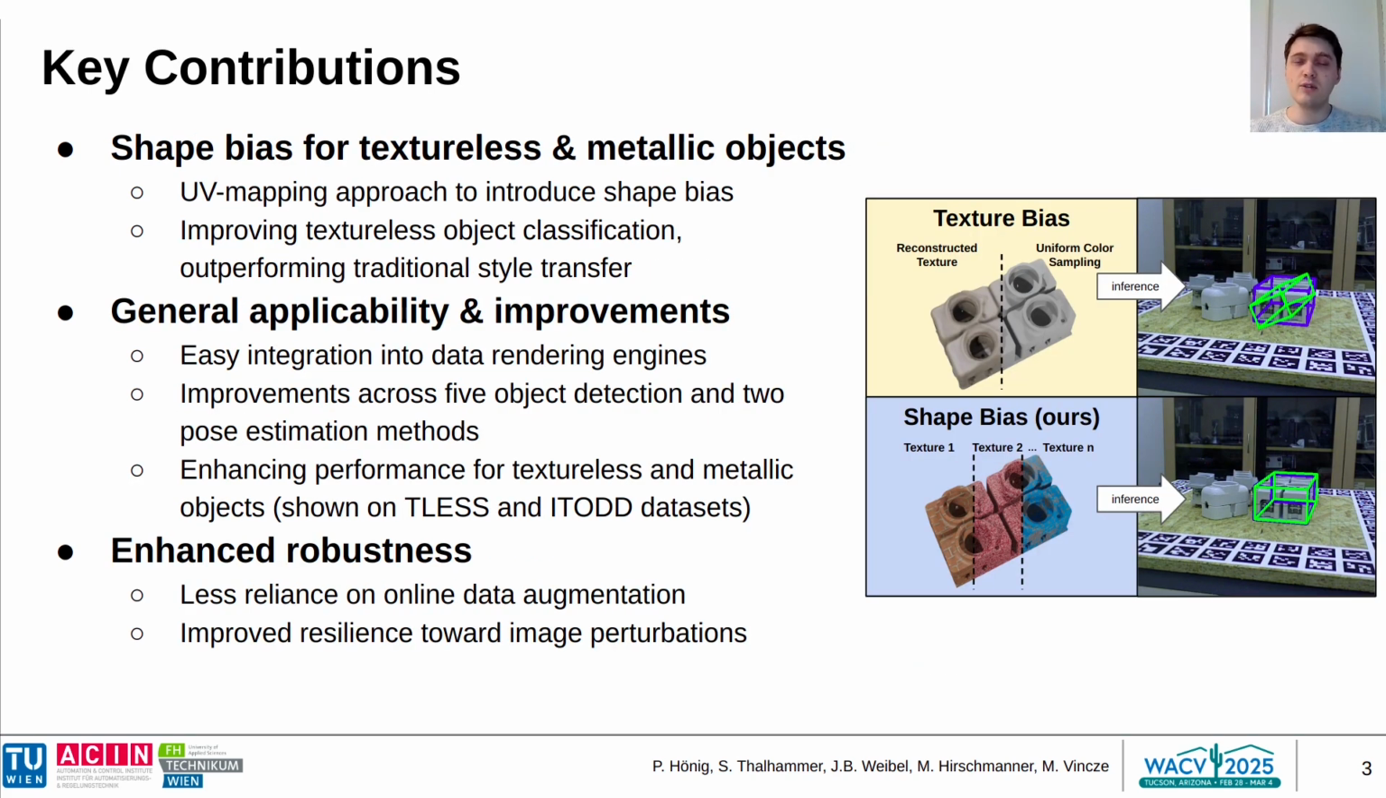So, what are the key contributions of our paper? First, the shape bias for textureless and metallic objects. We use UV mapping to introduce a shape bias which improves object classification and outperforms traditional style transfer. Then, there is the general applicability and improvements for detection and pose estimation. We show that our UV mapping approach is easily integrated into data rendering engines, and we show improvements across 5 detection and 2 pose estimation methods on the TLES and ITOT datasets. And we also show enhanced robustness with less reliance on online data augmentation and less resilience toward image perturbations.